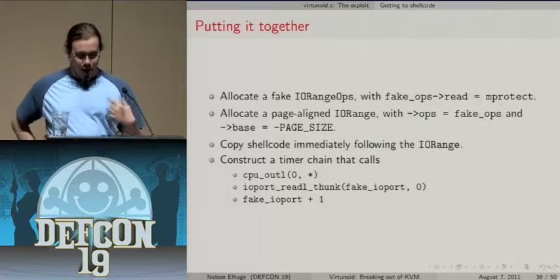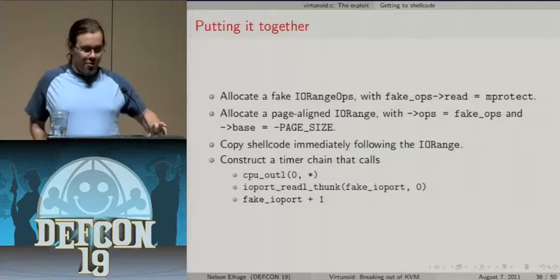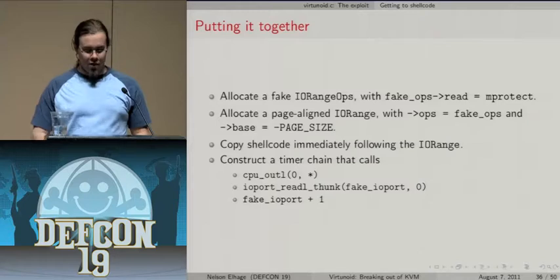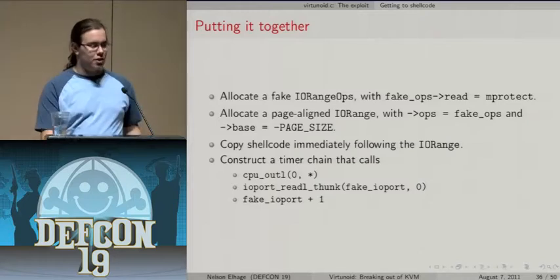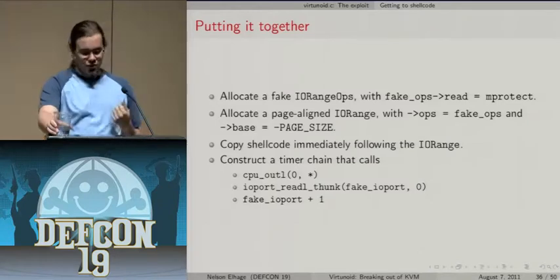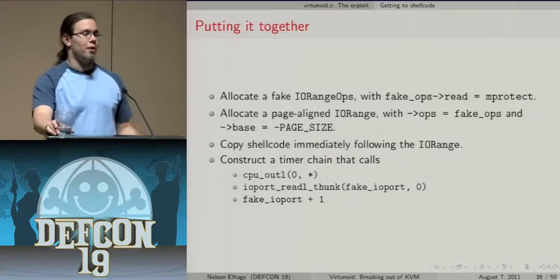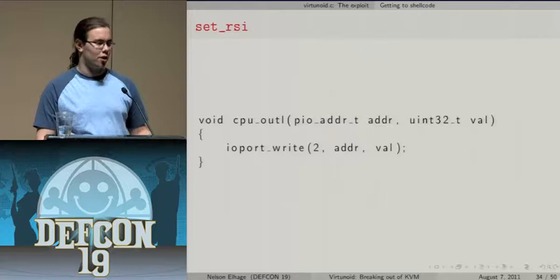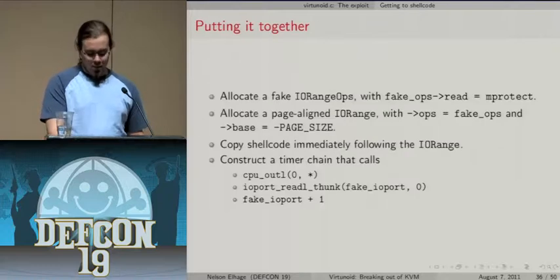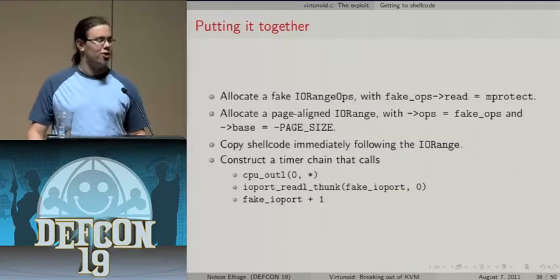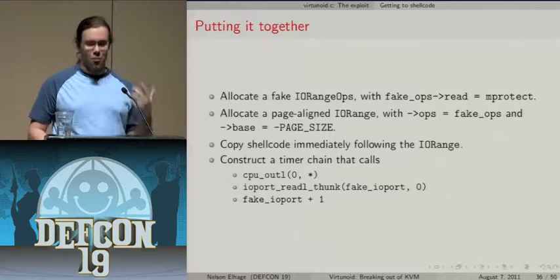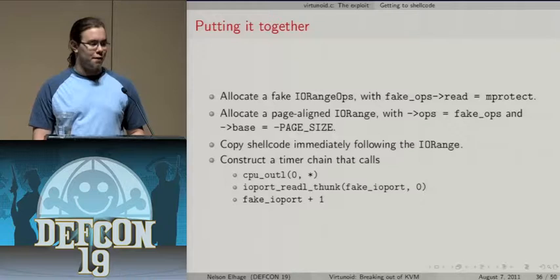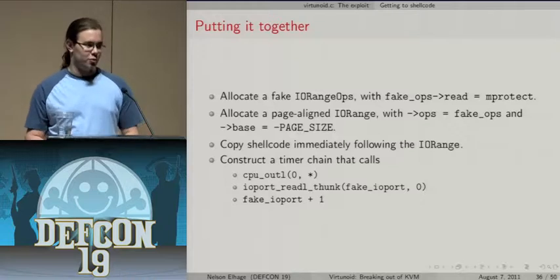And then we're going to copy our shellcode into that same page immediately following the IO range. And then we'll do this timer chain. We'll call CPU out L to set the second argument register to 0, because that happens to be a value that makes IO port read, IO port write up here harmless. And then we do this IO port read L thunk, which through this hilarious chain of indirection will result in an mprotect. And then we'll just jump right into that fake IO port +1, which is where we stuck our shellcode.